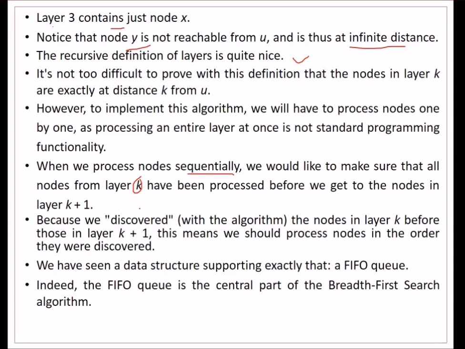Since we discover the nodes in layer k before those in layer k plus 1, and only by knowing layer k can we find layer k plus 1, this means we should process nodes in the order they were discovered, one by one. Please recall which data structure supports this kind of processing. This is first in, first out, FIFO, which is a queue. This is the central part of your BFS algorithm.